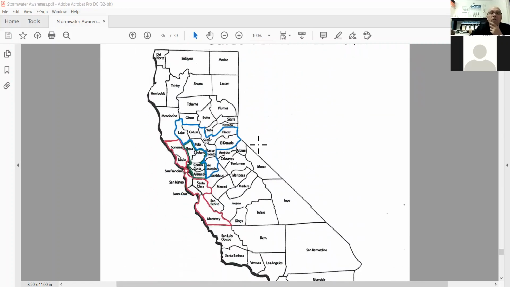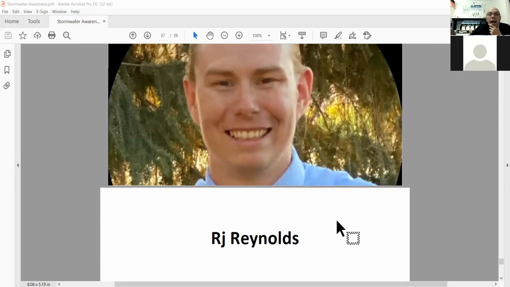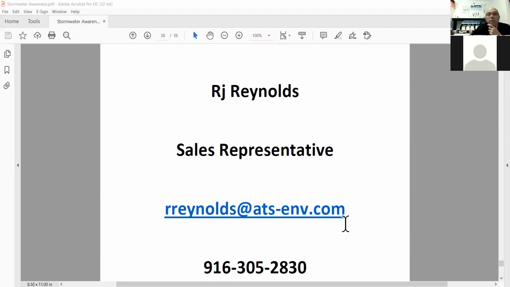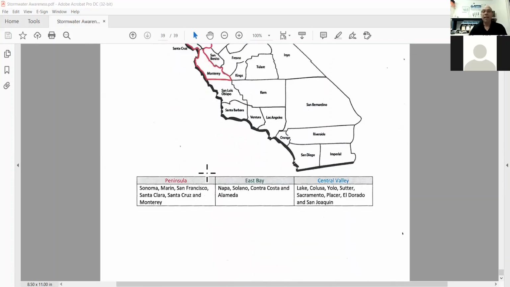And then his sales territories. Typically what you're going to see from him is right here in green: Napa, Solano, Contra Costa, Alameda. And he's going to represent all of Southern California and out of state. And then we have RJ Reynolds. He's a sales representative as well. This is his contact and his phone number. His sales areas include all the peninsula, this area in red, Monterey up to Sonoma, Marin, Santa Clara, all of Sacramento greater area, Placer, El Dorado, Sacramento, San Joaquin, Yolo, Colusa, Lake counties. That is his territories. And I believe, Rebecca, that is it.